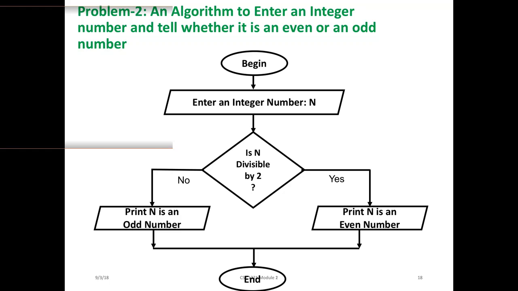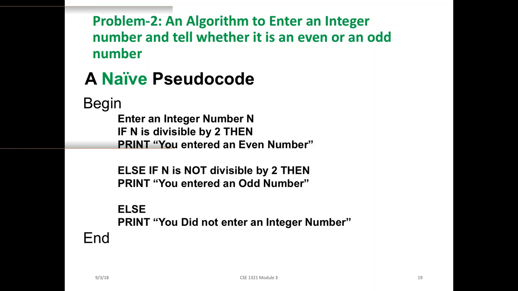Now, following this flowchart, we can write a pseudocode. So what is the pseudocode over here? We say: enter an integer number n. Then the step is: if n is divisible by 2, then it's even, print you entered an even number. Else if n is not divisible by 2, then it should be odd, print you entered an odd number. Else it may happen that you tell me a character a, then I will say, oh, you did not enter an integer number.